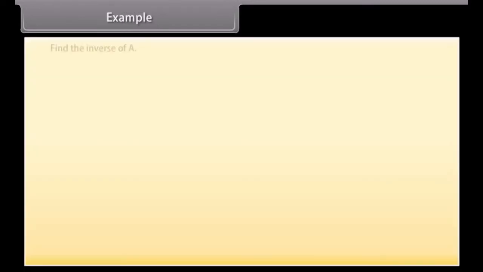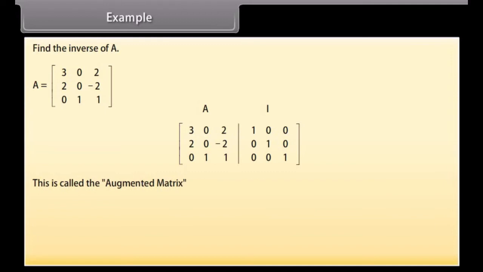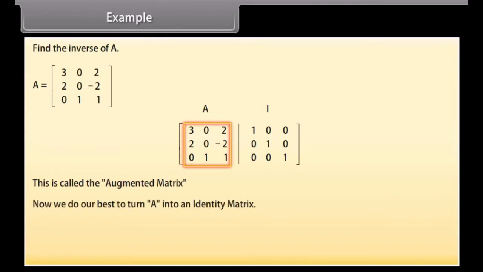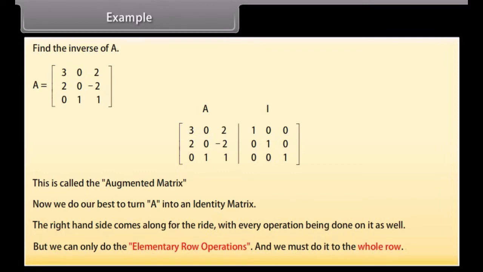Example. Find the inverse of A. We start with the matrix A and write it down with an identity matrix I next to it. This is called the augmented matrix. Now we do our best to turn A, the matrix on the left, into an identity matrix, and the right-hand side comes along, with every operation being done on it as well. But we can only do the elementary row operations, and we must do it to the whole row.